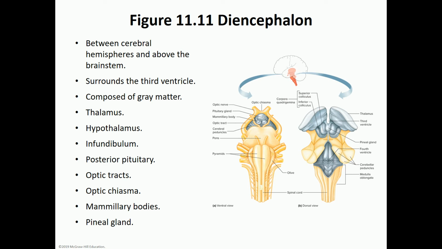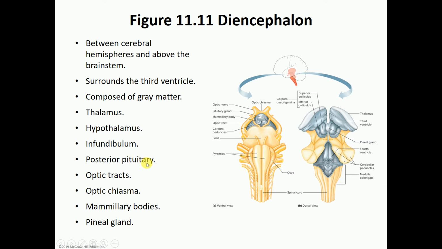Now, the diencephalon, those are the parts that are found under the cerebral cortex and above the brainstem. These are made of lots of different structures collected together, and we name them collectively as the diencephalon. We want to know the different parts, so we've got the thalamus and hypothalamus, the posterior pituitary, and the infundibulum. The infundibulum connects the hypothalamus to the posterior pituitary.